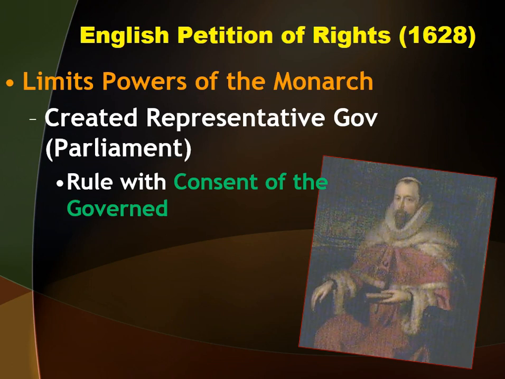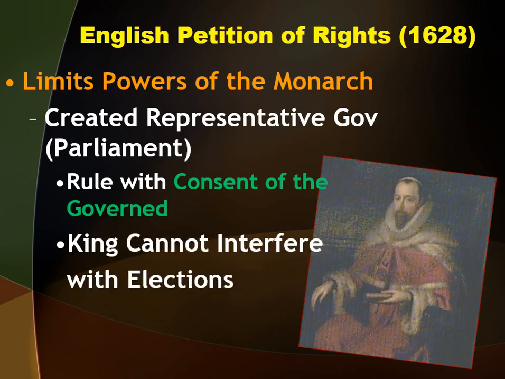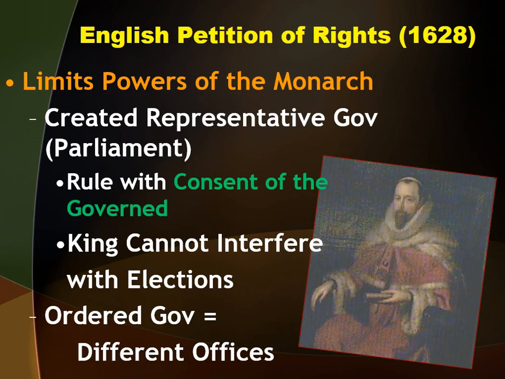So again, this idea of consent of the governed, the idea that the permission of the people are going to select who's going to govern them. They're going to select their own parliament. And the Petition of Rights also says, by the way, king, you can't get involved in our elections. You can't rig our elections. You can't threaten us. You have to let us have free and fair elections so we can choose who we want to represent us. It also talked about the idea of ordered government, different offices, different positions within the government.